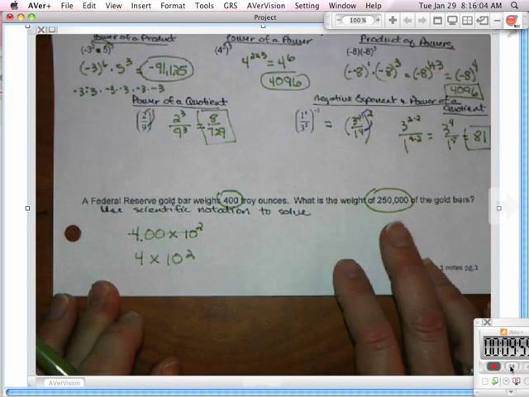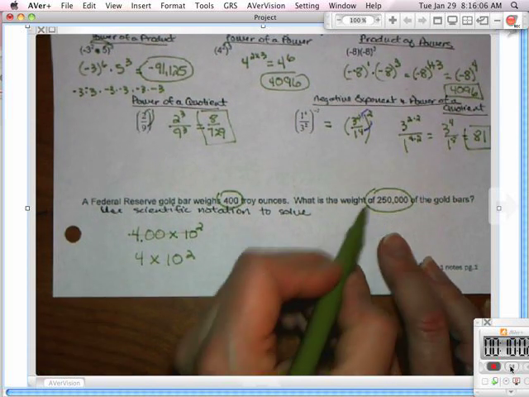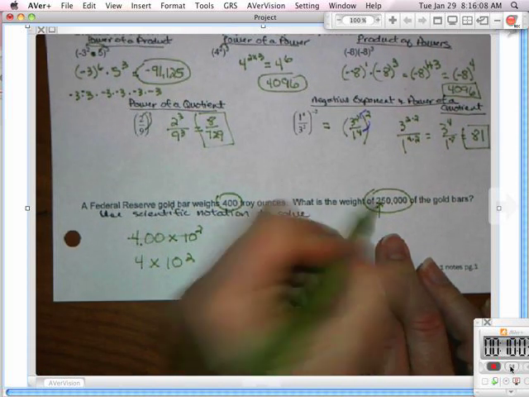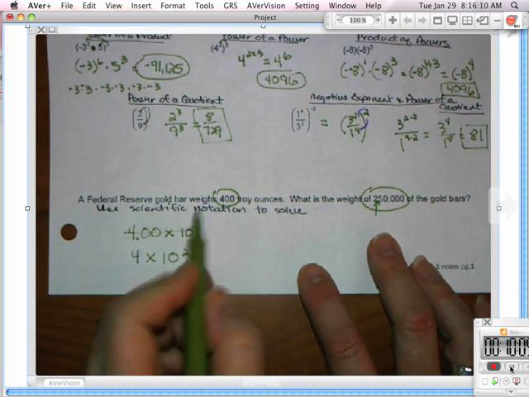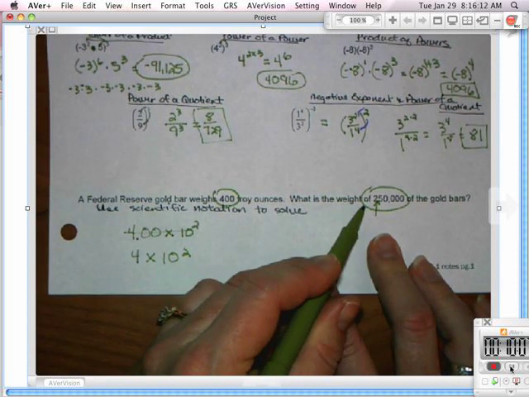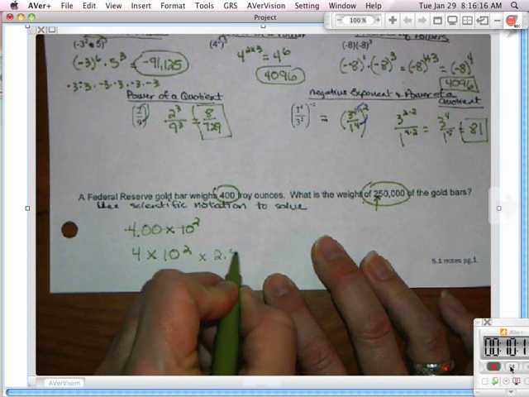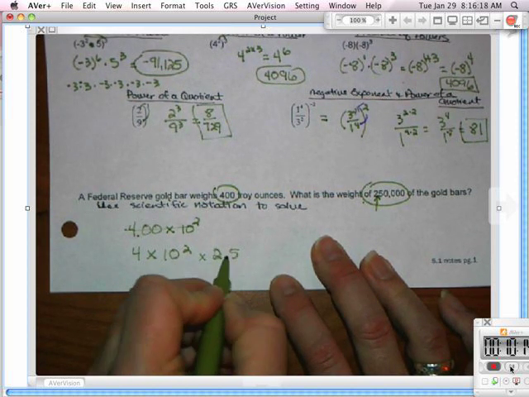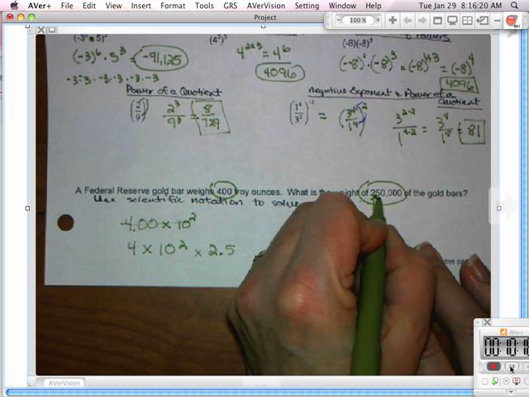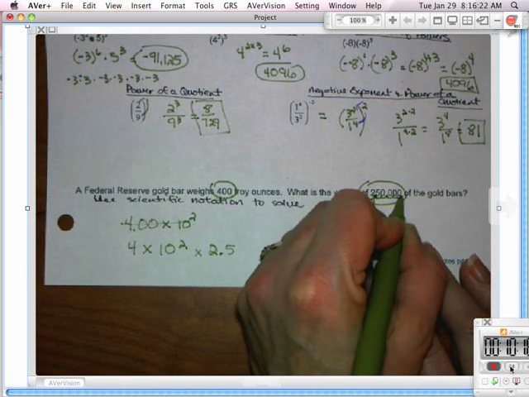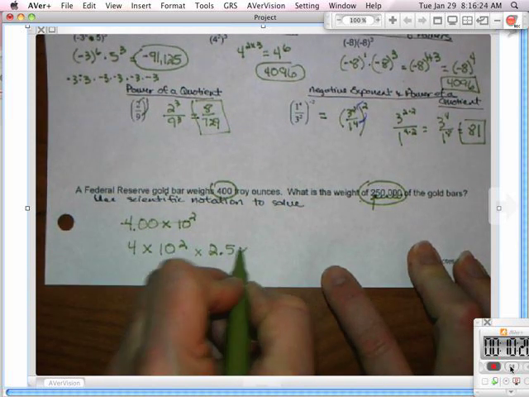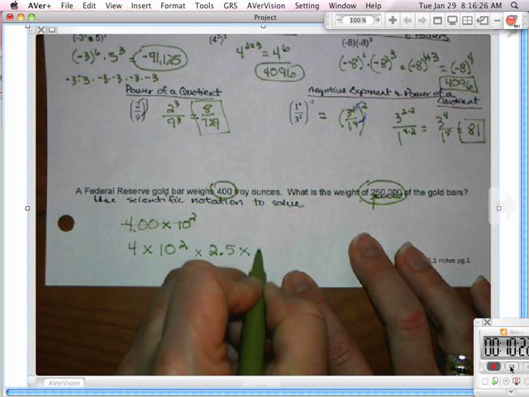And then I have to write this as scientific notation, so I'm going to put the decimal with one whole number in front of it. And remember, I'm multiplying this times this, okay, to find the total weight. So times 2.5. If I put the decimal here, I've got to move it 1, 2, 3, 4, 5 places to the right, so it's going to be times 10 to the 5th.